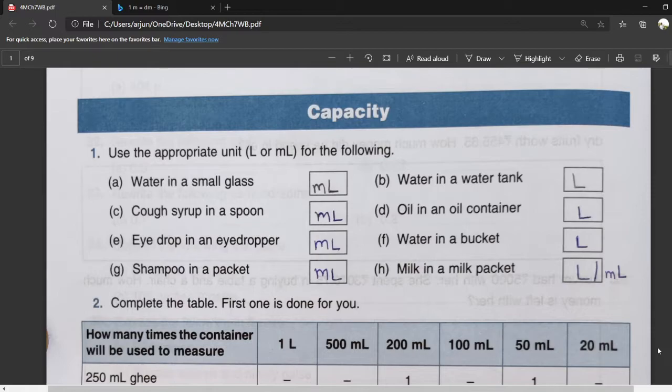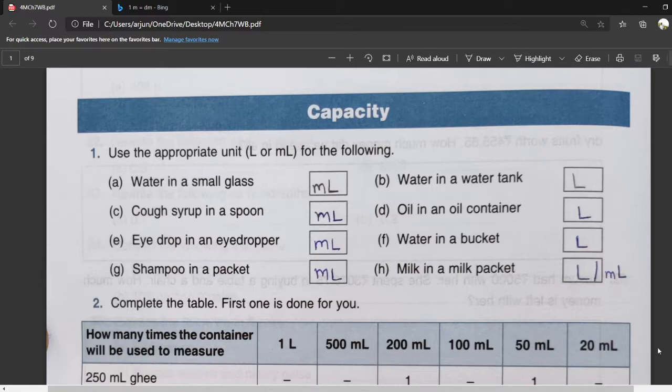The next is eye drops in an eyedropper. How much eye drop liquid is there, or how many ml? Obviously, the bottle of an eyedropper is small and it holds only several ml. So, your answer will be ml. The next is shampoo in a packet. The packet which we use, of 1 rupee or 2 rupees, contains several ml of shampoo, right?